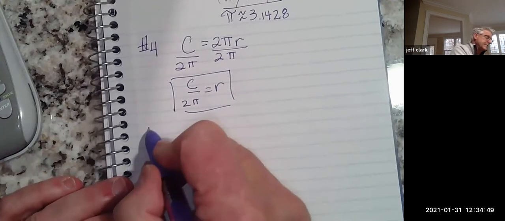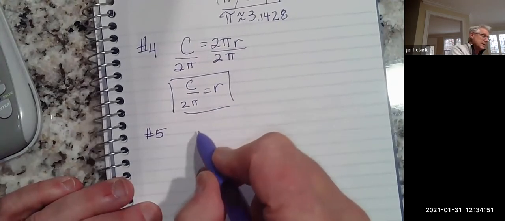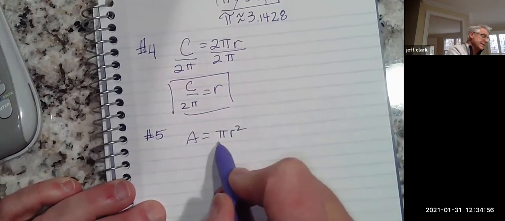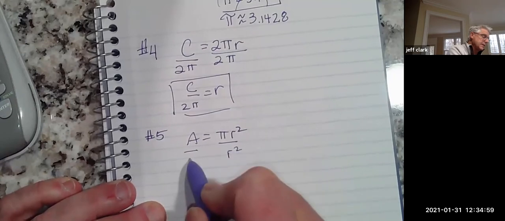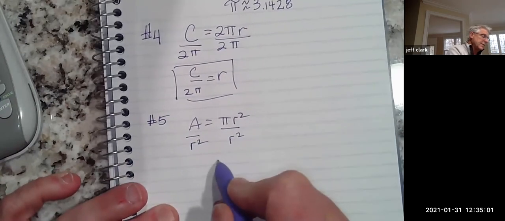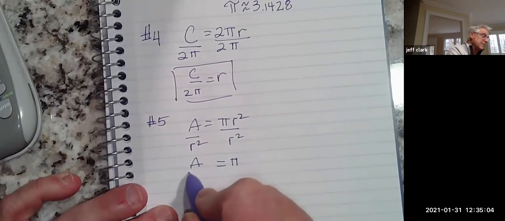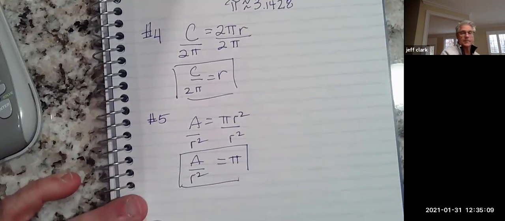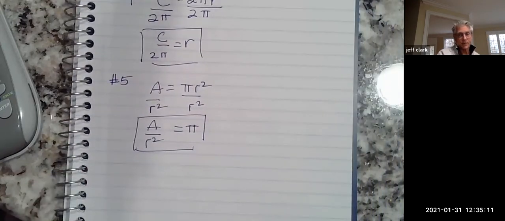And then number 5, you have A equals pi R squared, and you want to get the pi by itself. So divide by R squared, by R squared. And again, we are done: pi equals A over R squared. So those two are pretty straightforward. If you get the idea that you're trying to solve for one of the variables and you're just doing the algebra, add, subtract, multiply, divide. In this case, it was divide. Okay, let's see what the next ones show.